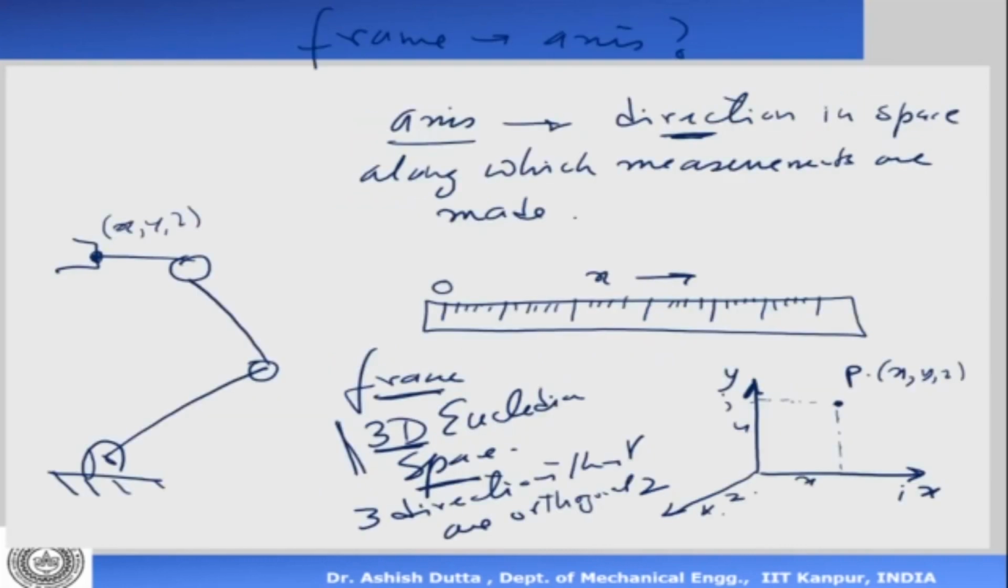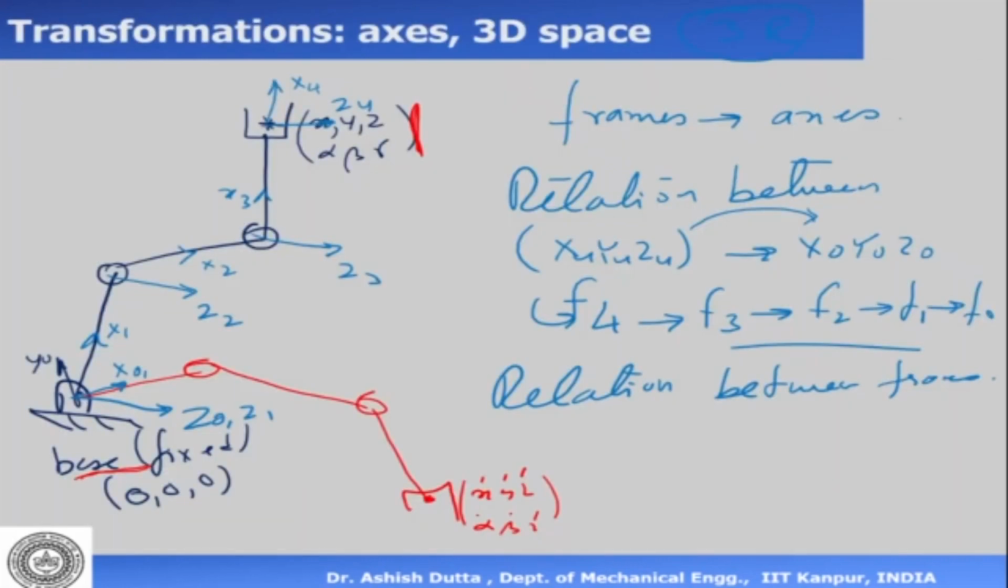Now, let us go back to what we were talking about. What we have seen is that we are assigning frames. That means fixing different axes at the joints and finding the relation between them. Now, what is the relation between the 2 frames here? Let's say frame 3 and frame 2, frame 2 and frame 1. What is the relation between them?